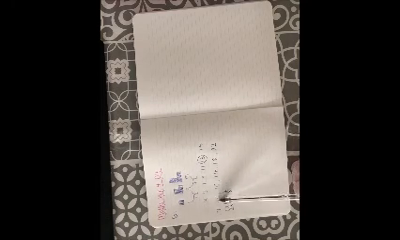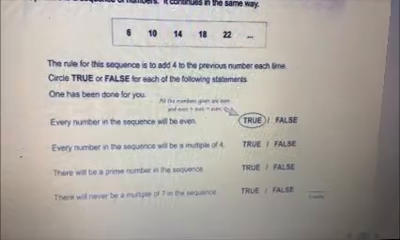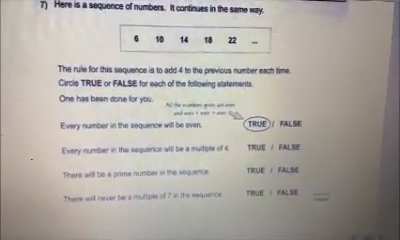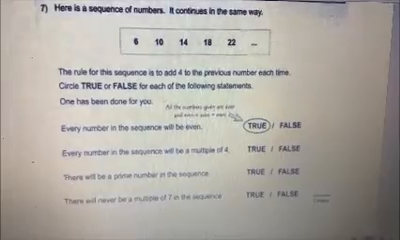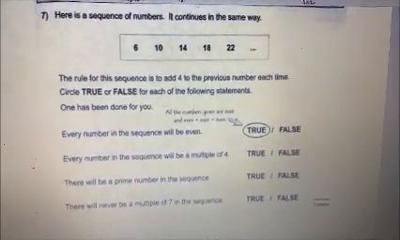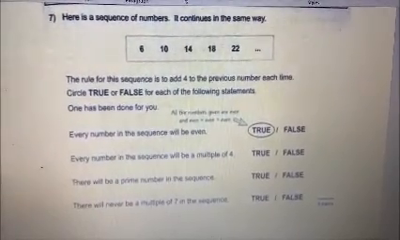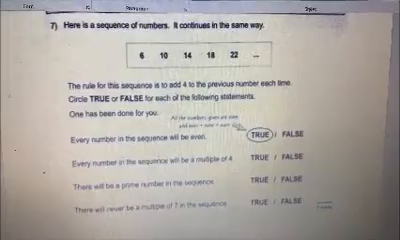So if we add 4 to 6, that's 10. We also know that 10 is not in the 4 times table. So the next statement says there will be a prime number in the sequence. Now, a prime number is a number that can only be divided by 1 and itself. So for example, 3 is a prime number because it can only be divided by 1 and 3.